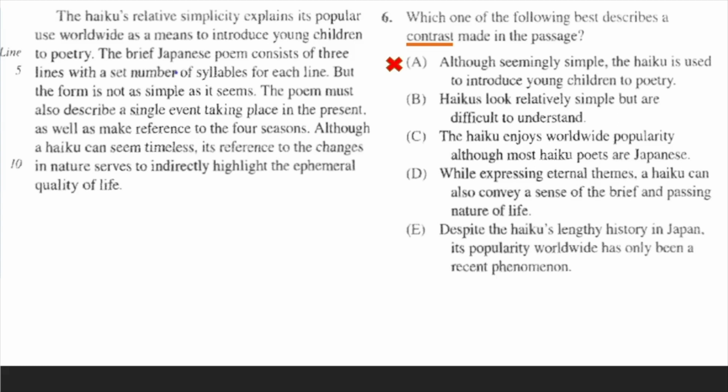A. Although seemingly simple, the haiku is used to introduce young children to poetry. That's not a contrast. Simplicity and introduction to young children is actually more likely to be something that goes the same direction rather than the opposite direction. What we'll see in answer choice D, the correct answer, is that it does the same thing we saw in the previous correct answer. Although and while mean the same thing. Expressing eternal themes is the same as a haiku can seem timeless.